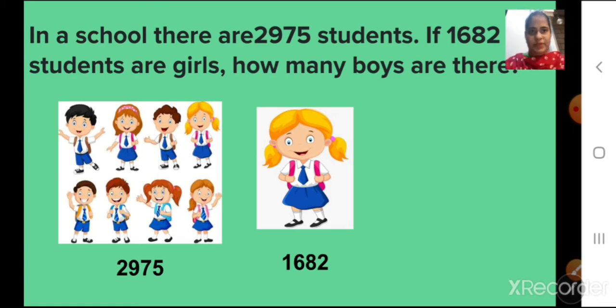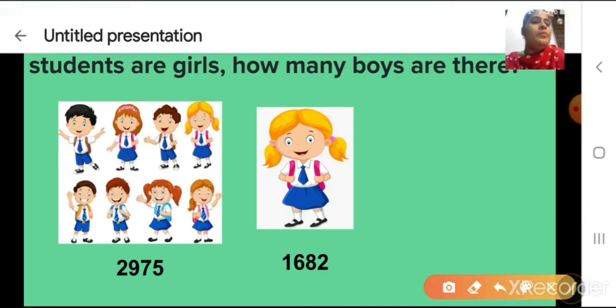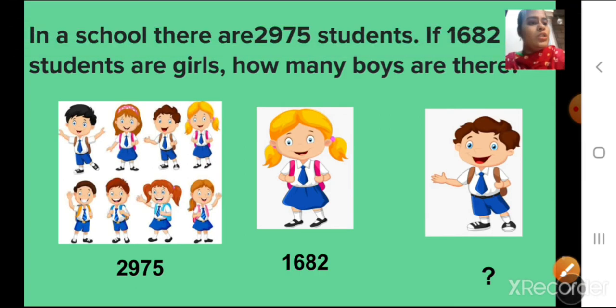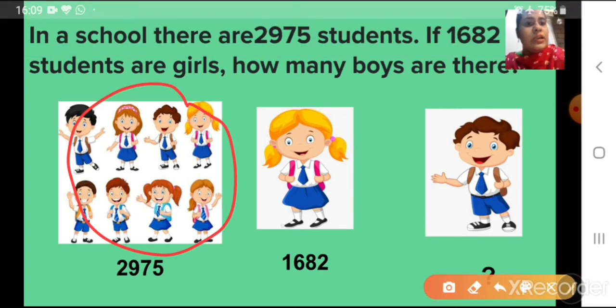1,682 girls are there. And finally they have given us what we have to find out. What we have to find out is the number of boys. How many boys are there? Now the total number of students is given to us. The total number of girls is also given. We have to find out the number of boys. How can we find out the number of boys? By taking the number of girls from the total students. In that way we can find the number of boys.